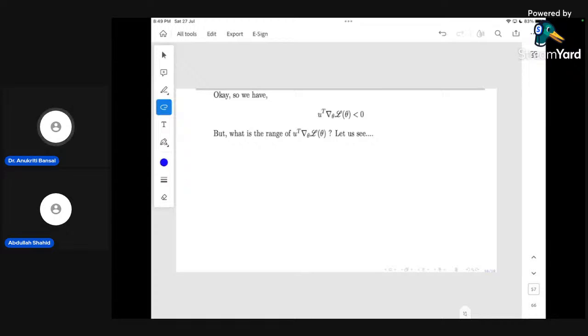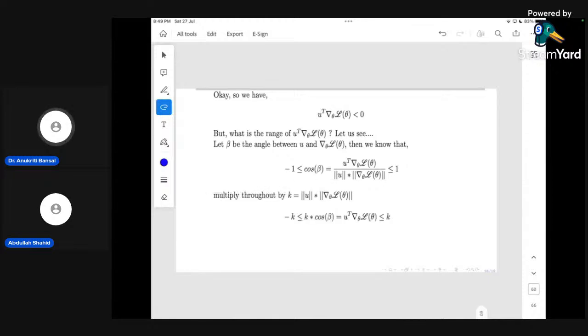So let's see. This is my dot product. Let beta be the angle between u and the gradient of L. So I can write it like this. Now, if I do some substitution, I will finally get this value. What I want is to make this as negative as possible, and as negative as possible means a very small amount of loss.